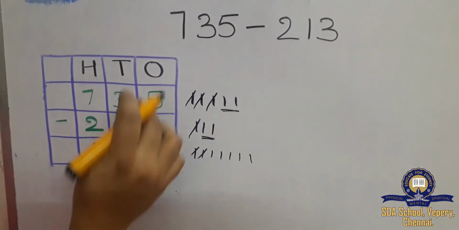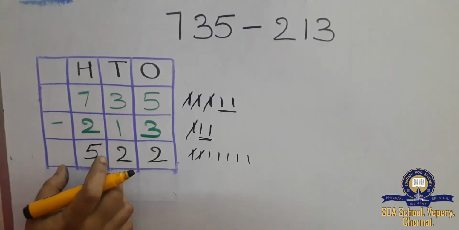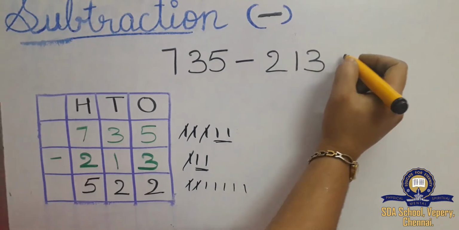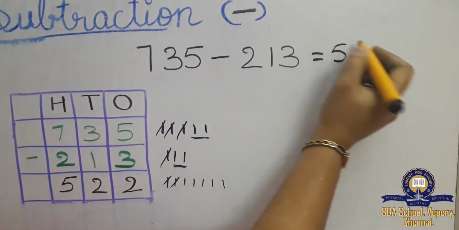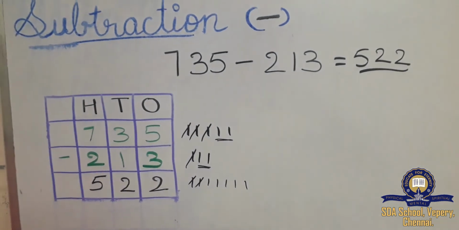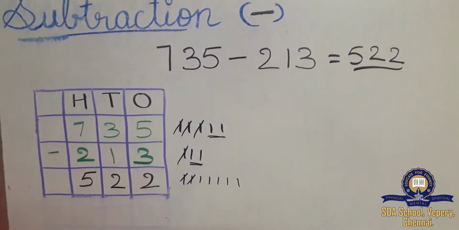Okay, 5. So first what I did? Ones, then tens, then hundreds. Right? Ones, tens, hundred. So the answer is 522. Okay. So is this an easy way? Okay. Now let's go into the next method.